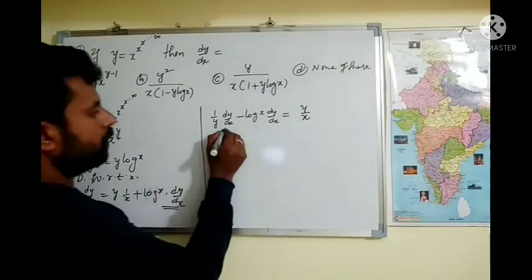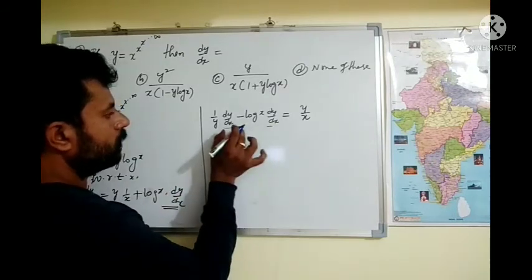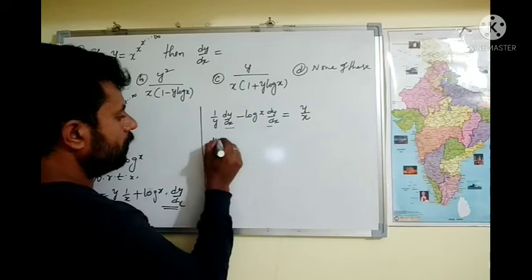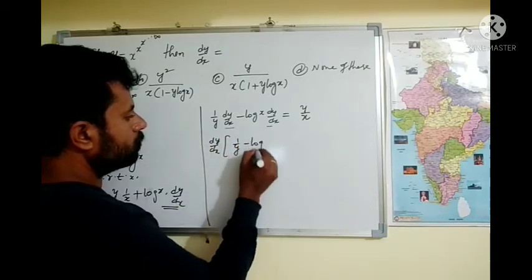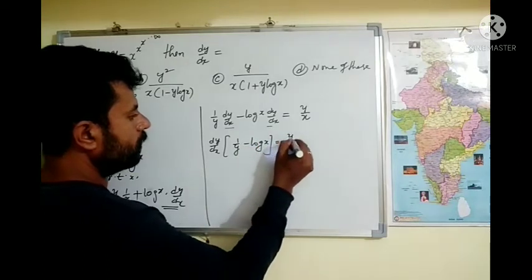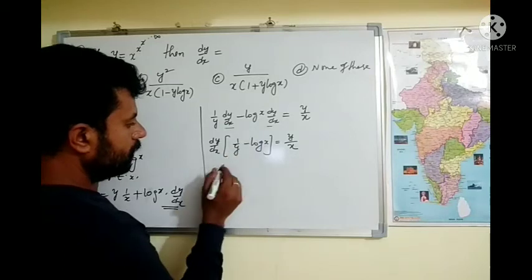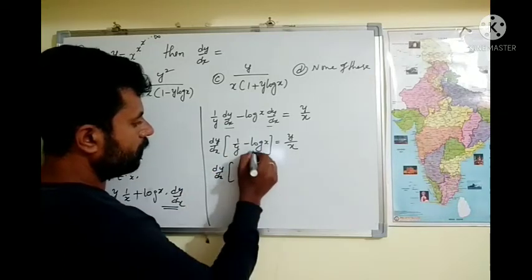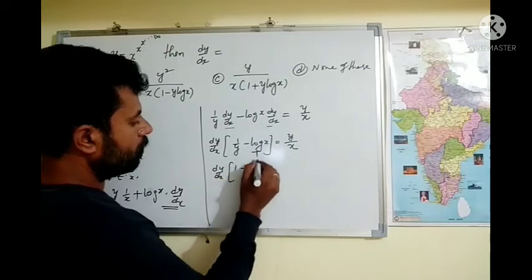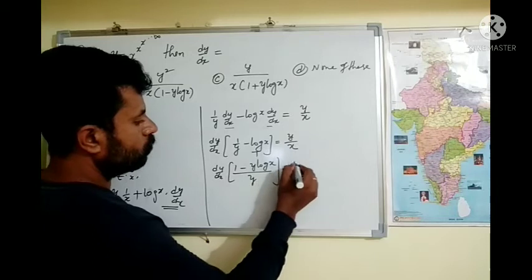Next, dy by dx, here also we have dy by dx. Now take dy by dx common: dy by dx of (1 by y minus log x) is y by x. Next, take LCM, that is y is the LCM. Here we have denominator y, so (1 minus y log x) divided by y is equal to y by x.